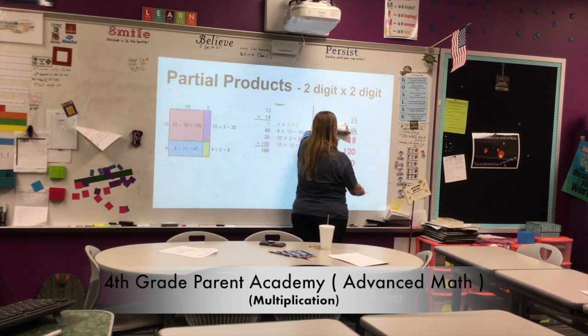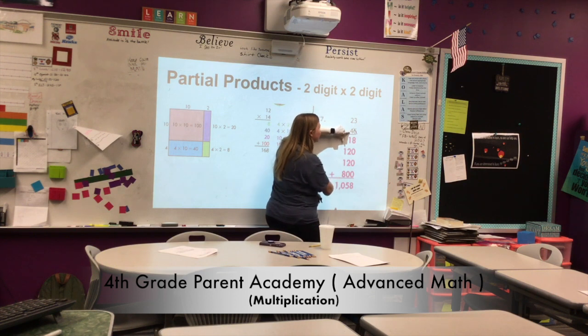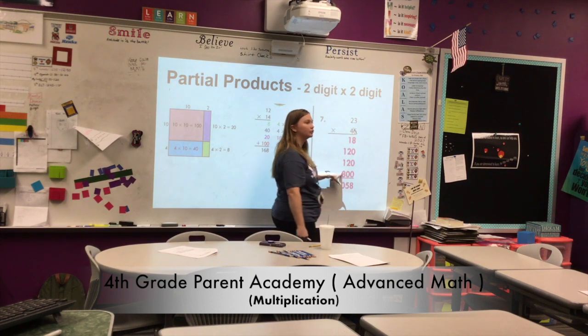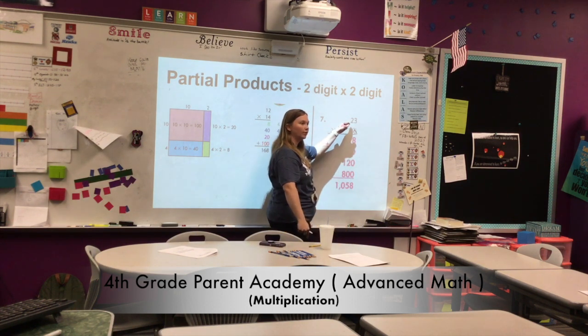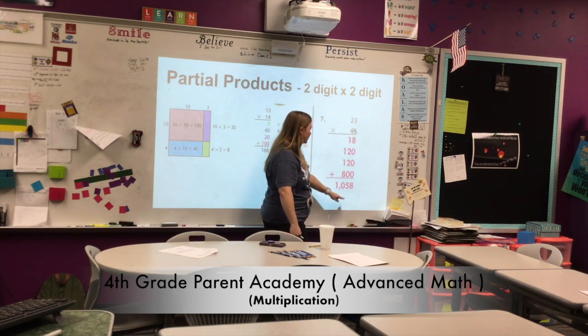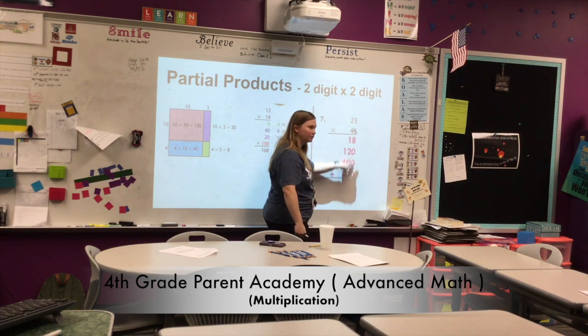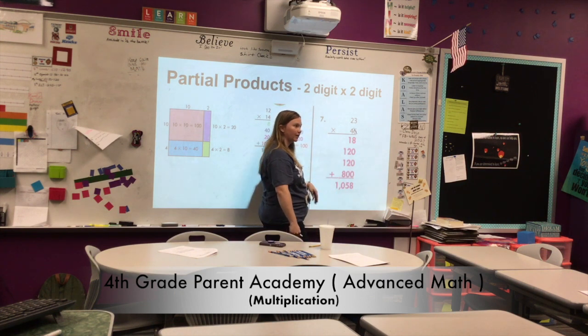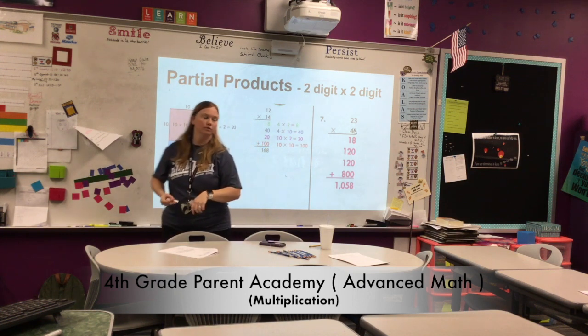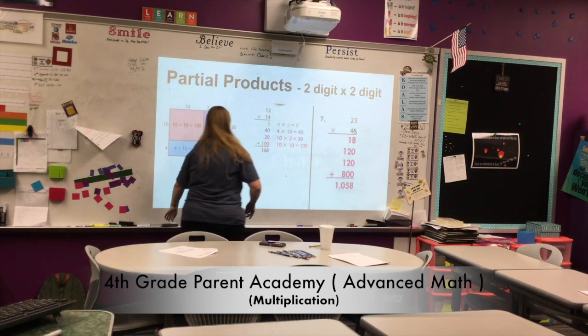So 40 times 3 is 120, okay? And then here, what would this fact be? 40 times 20 is 800. So you are multiplying the values of each number by each number, and you're just writing them down here. And any carrying just happens in regular addition down here. Okay? So that's partial products, and that's what we do before we teach the standard way.